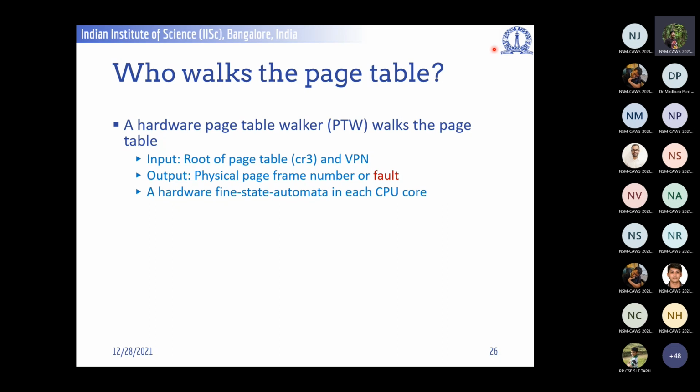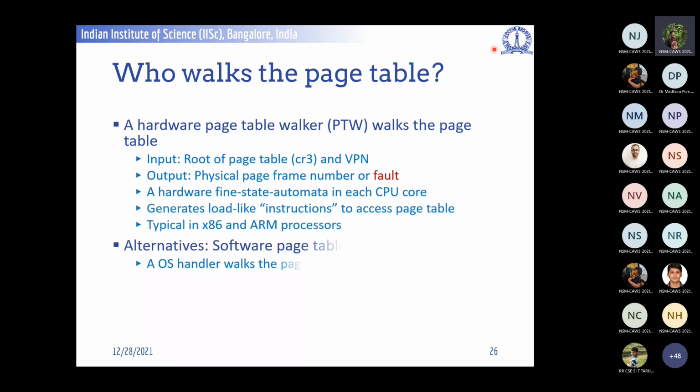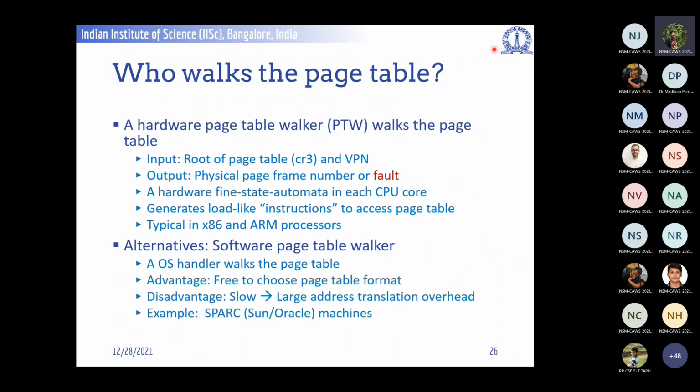Each CPU core will have its own page table walker, sometimes more than one in the newer processors. There is another alternative as well, a software page table walker, but this is not used in current processors because it is very costly, so we would not get into the details of this. The ARM and x86 processors, the Intel and ARM processors, all use hardware page table walkers. If you want to know more, some older machines, like SPARC from Sun or Oracle, used to have a software page table walker.